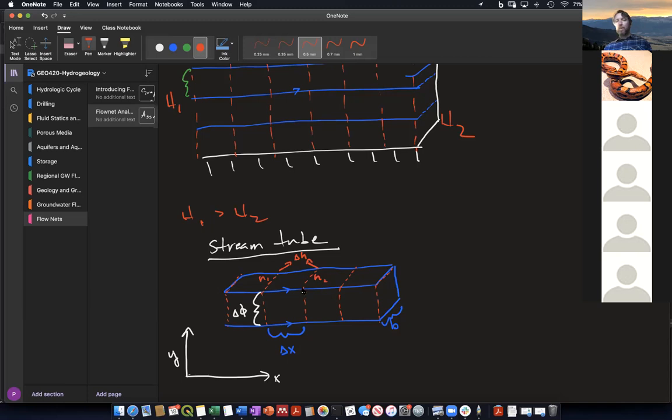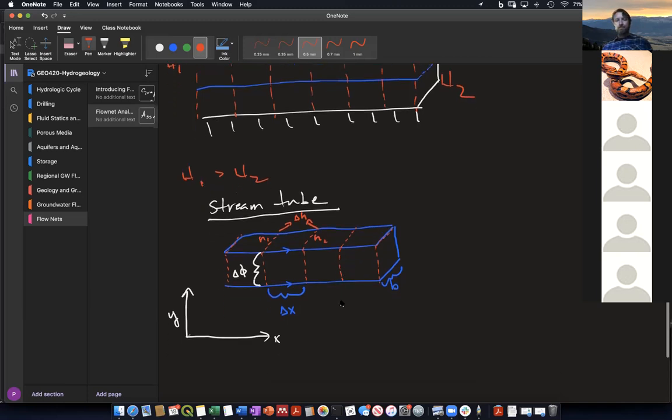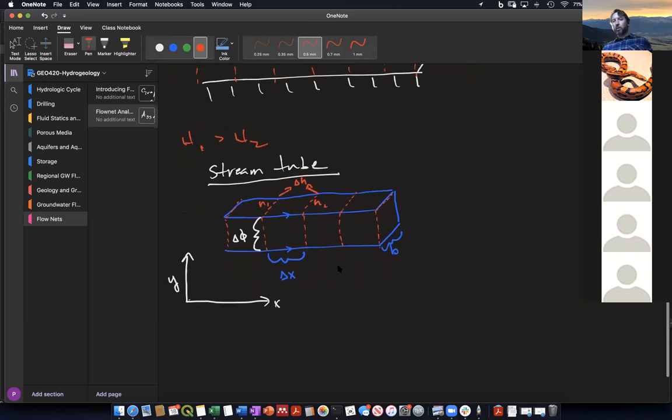Not hearing any questions, I'm going to continue on as if this makes sense. So let's write our first and most important rule for a stream tube. Discharge is constant in a stream tube.